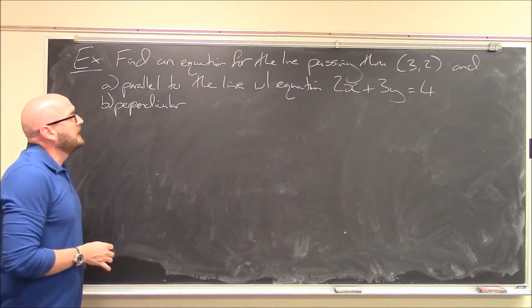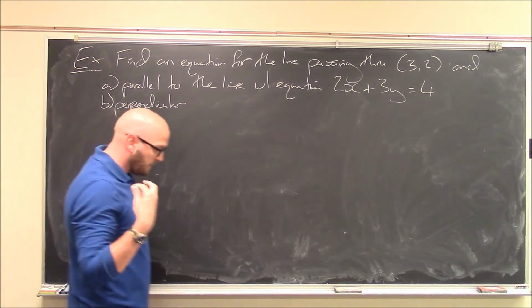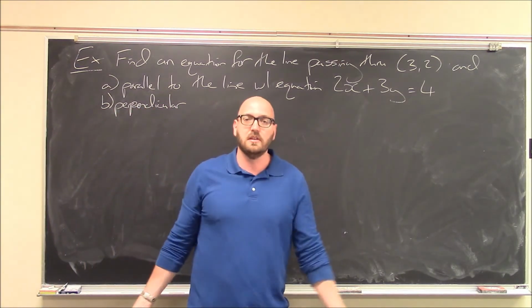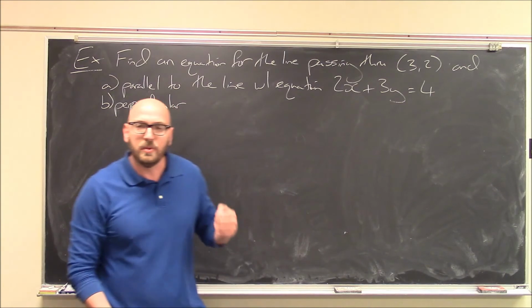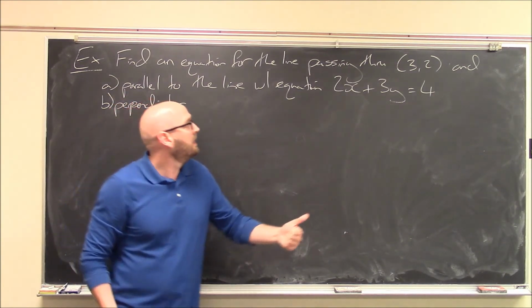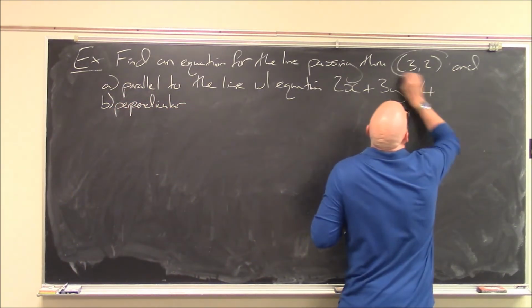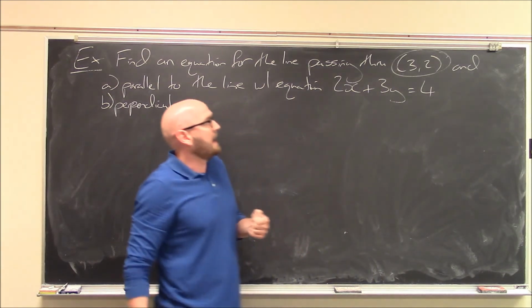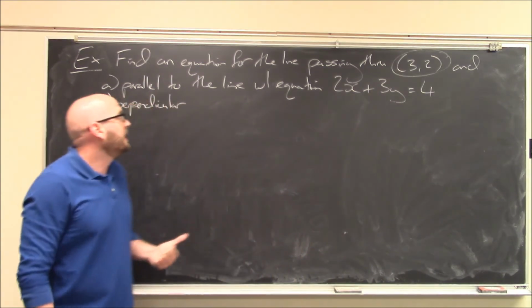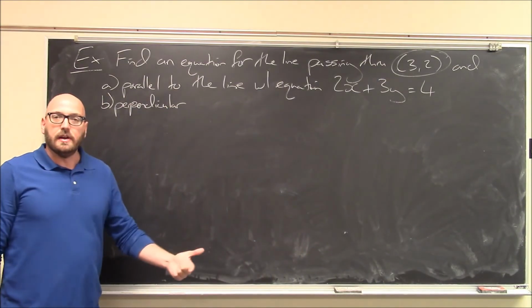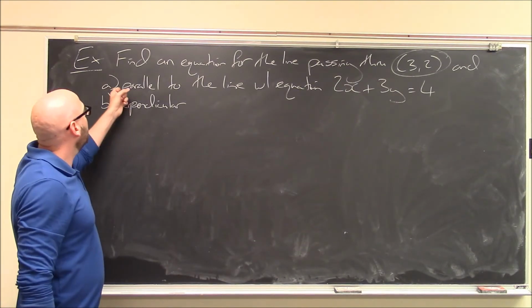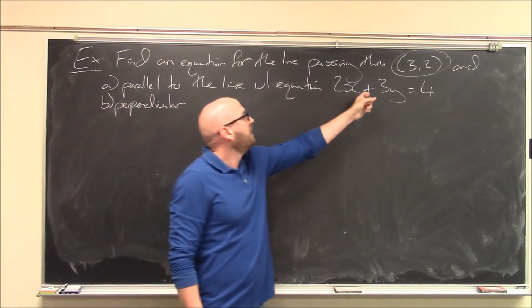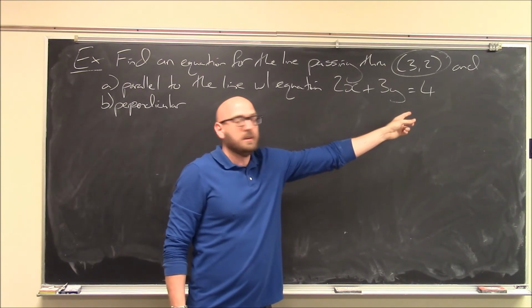Okay, so we want to find an equation for a line. And this is the question you should always ask yourself: what do I need to know to find the equation of a line? I need two pieces of data. I need a point on the line. Great. We know it passes through 3, 2, so I already have half of the problem done. I have a point on the line, and I need the slope of the line. Well, in case A, if it's parallel to this line, then it has the same slope as this line.